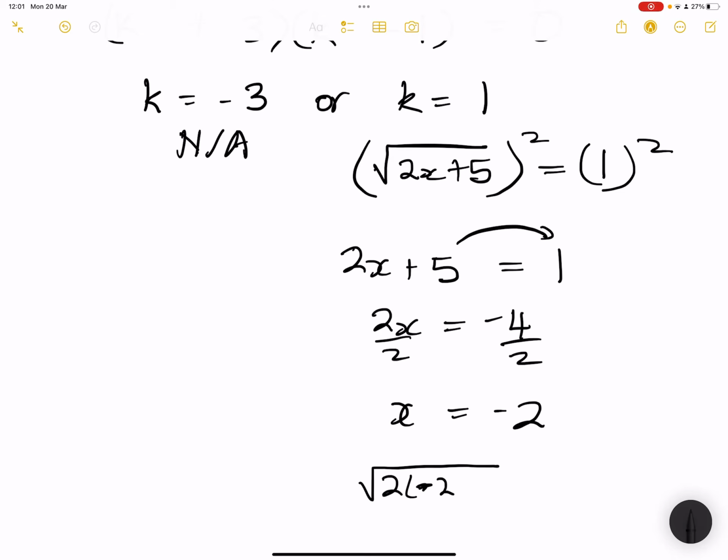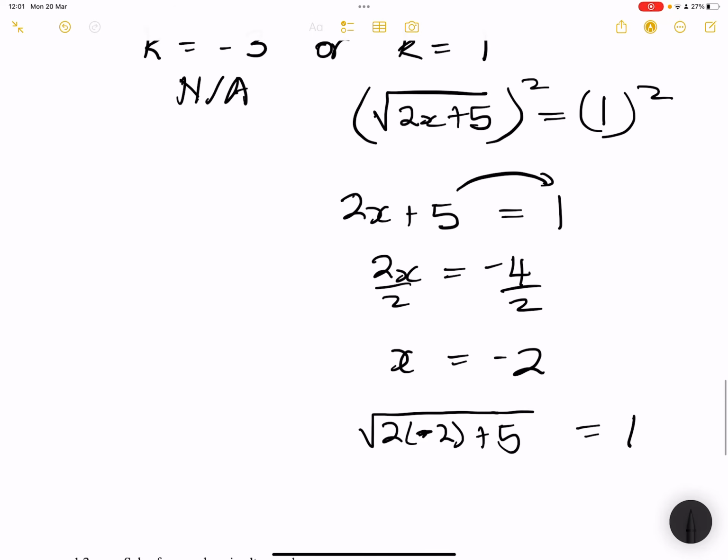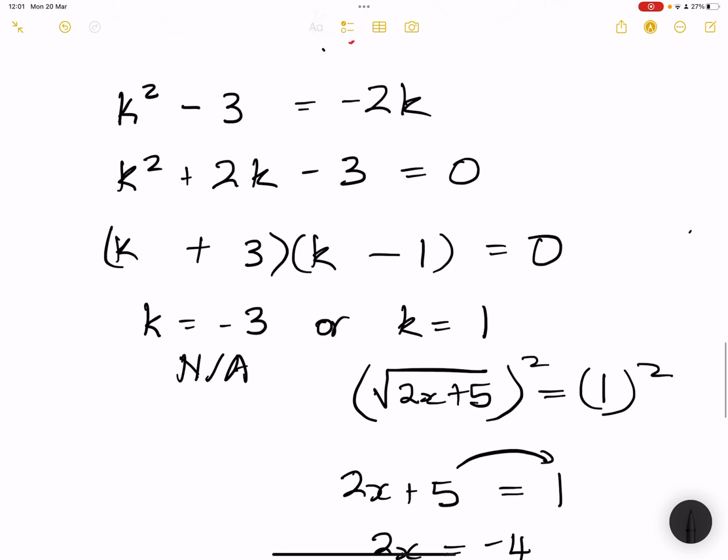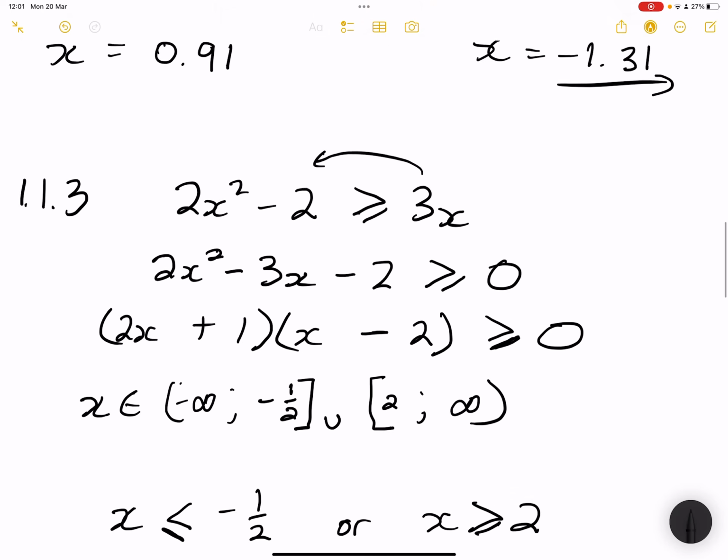2 times negative 2 plus 5, okay? So that's going to give us 1, right? And we said on the other side, that's going to be equal to 1. So if you say negative 2 times 2, that's going to be negative 4 plus 5, that gives us the square root of 1, which is actually 1. So it means that this value is actually, in this case, our solution. All right? So I hope that makes sense thus far.